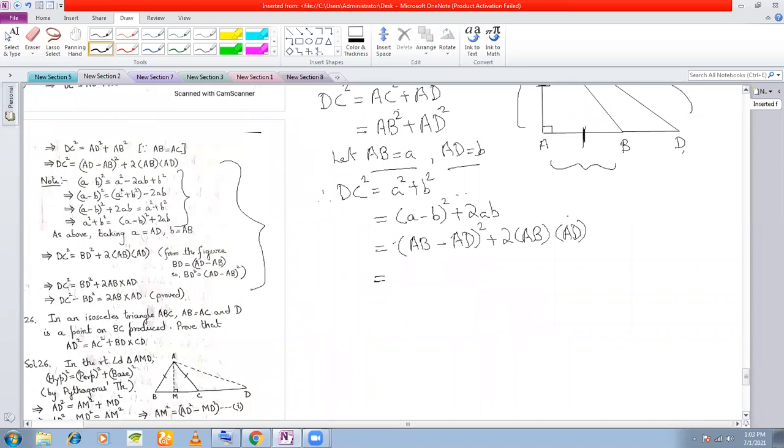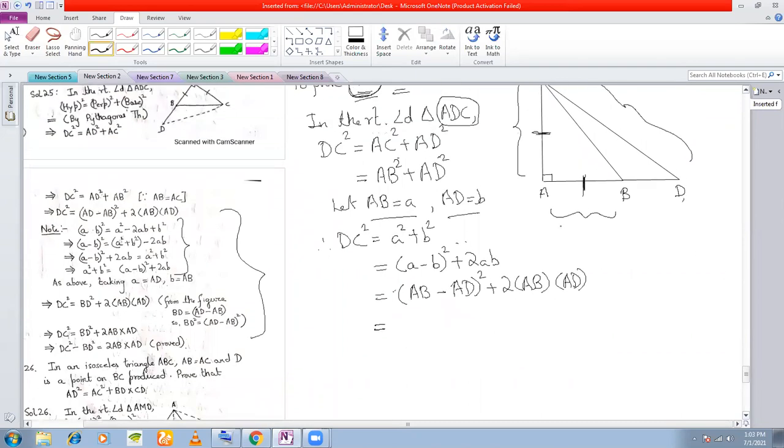Now what can you do? AB is the smaller length and AD is the bigger length, isn't it? So instead of AB minus AD, I will try to write this as AD minus AB. I can take a minus out and write this as AD minus AB whole square. Can I write it this way?